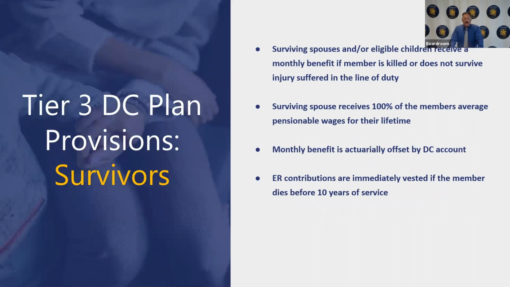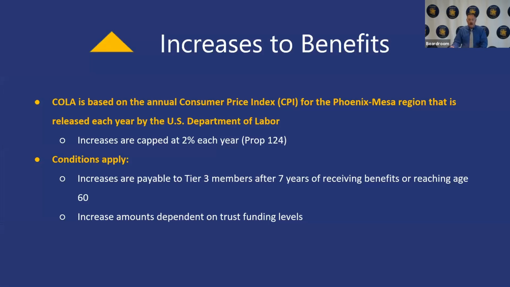Same thing with the defined contribution plan, again, given the nature of this occupation. In the event that a DC member is killed in the line of duty or does not survive an injury from a line of duty event, that surviving spouse will receive, again, a lifetime payment. But once again, you'll see that amount offset by the value of their defined contribution account. In the event that the member is killed in the line of duty, those employer contributions are vested immediately. So they have both member and employer dollars.